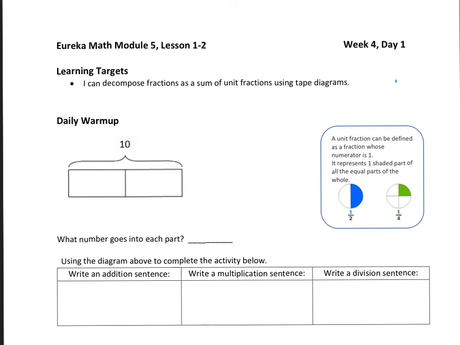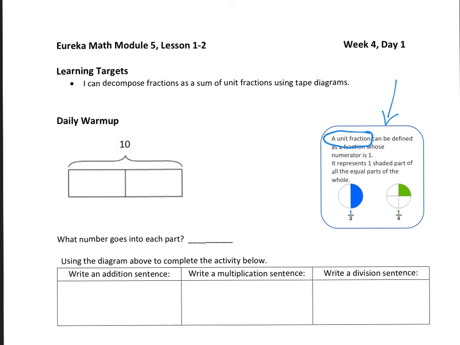where it is explaining what a fraction is. So it's saying a unit fraction can be defined as a fraction whose numerator is 1. All the equal parts of it represent one shaded part of all the equal parts of the whole. So any fraction where the numerator is 1, like 1/2, 1/4, that's called a unit fraction. Okay, that's what it's talking about right here. Okay, so you're going to see little bubbles like that explain some things.